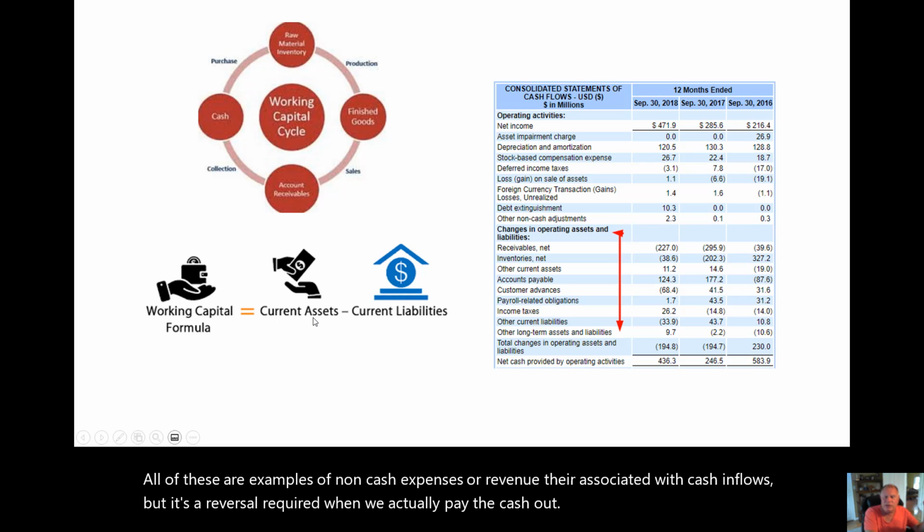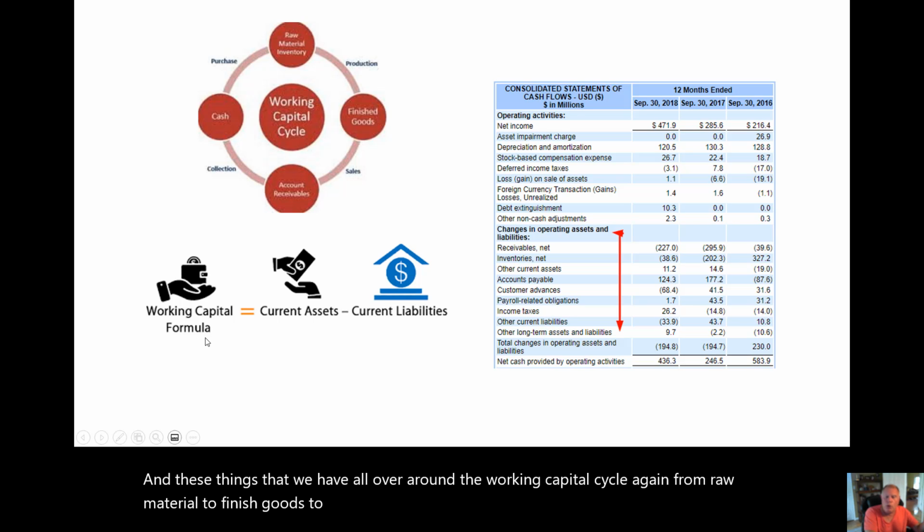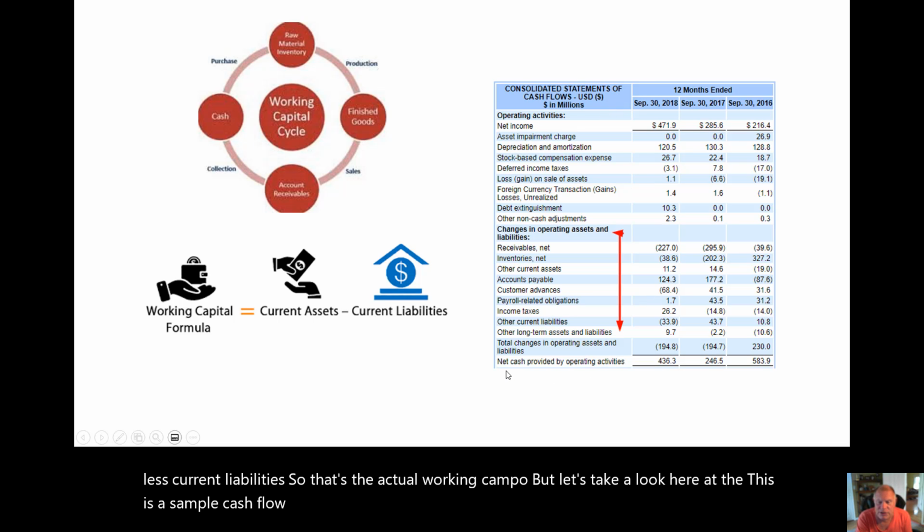And these things that we have all are around the working capital cycle again, from raw material to finished goods to receivables to cash. So working capital, if you call, is current assets less current liabilities. So that's the actual working capital. But let's take a look here at this sample cash flow statement, and we're trying to get net cash flow provided by operating activities.